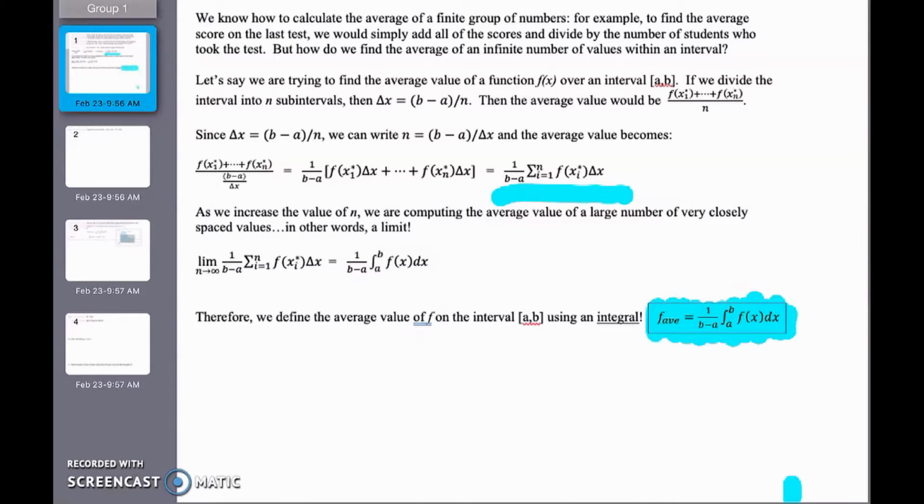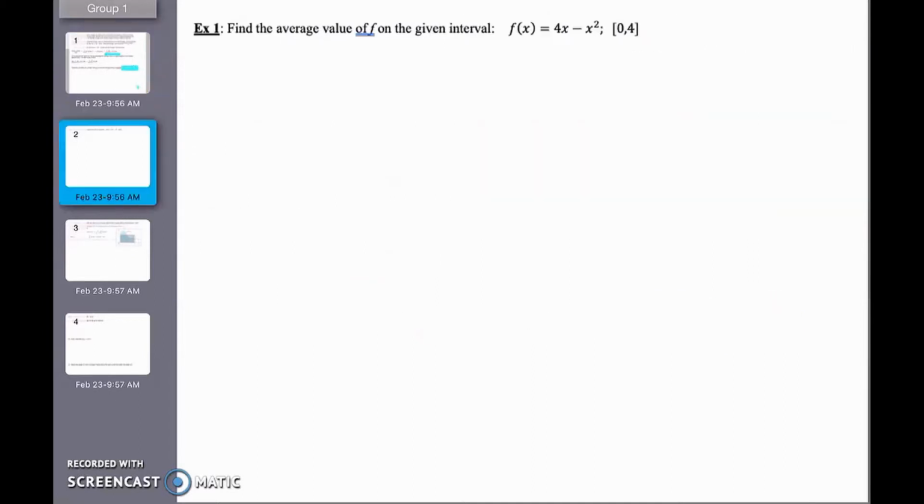Really very easy to use because we should know a and b. We should know our interval along the x-axis. f of x is just our function, and we're going to take the integral of it. So we'll be using our rules of integration. So let's take a look at our first example. It says find the average value of f on the given interval. f of x is equal to 4x minus x squared, and our given interval on the x-axis is from 0 to 4.